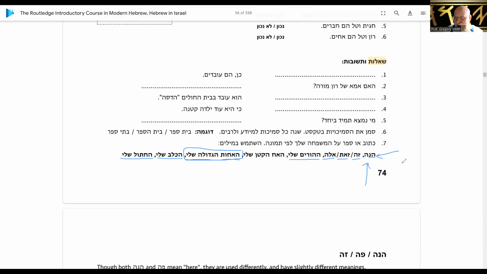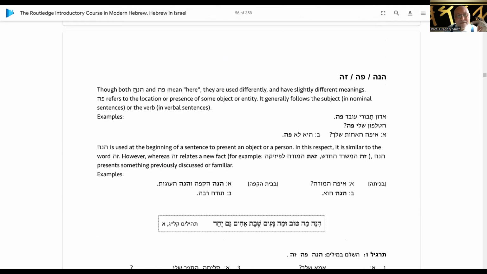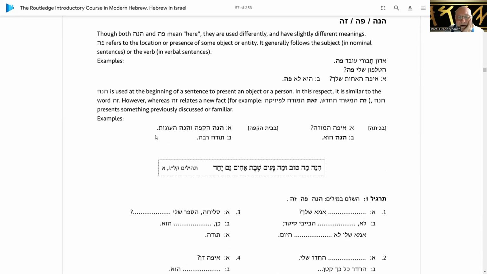So I was confused about that. But anyway, I corrected it. So, okay, this is Hine and Po. So we got Hine, Po, and Zeth. Wow. So that's going to take a lot of practice for me to figure that out. It's used at the beginning of a sentence to present an object or a person. In this respect, it is similar to the word Zeth. So in other words, instead of saying this, you're saying here is such and such.